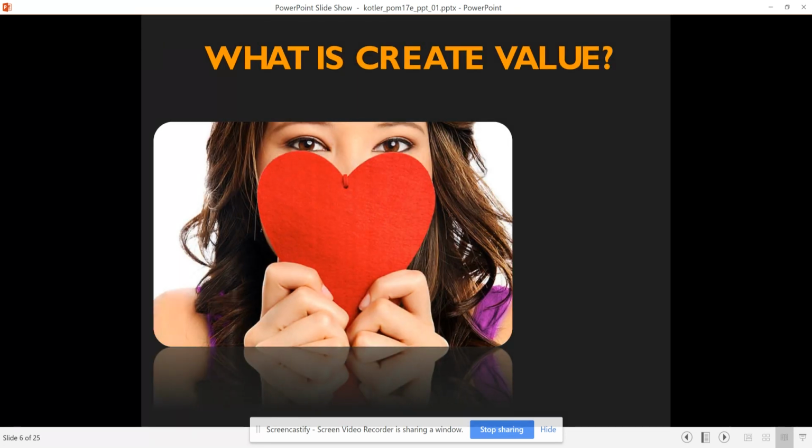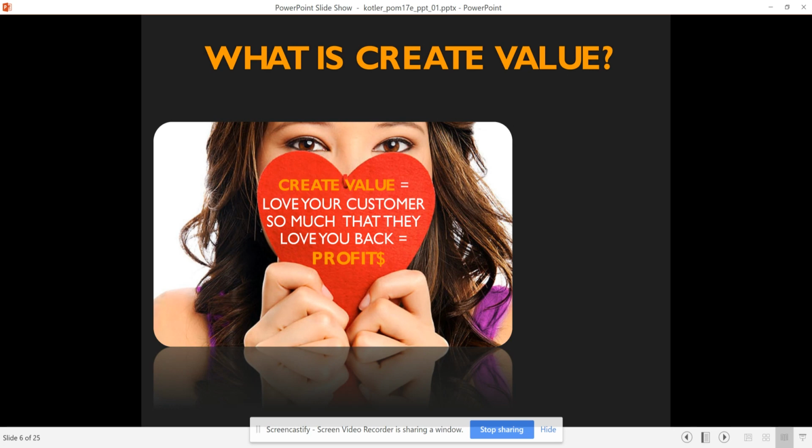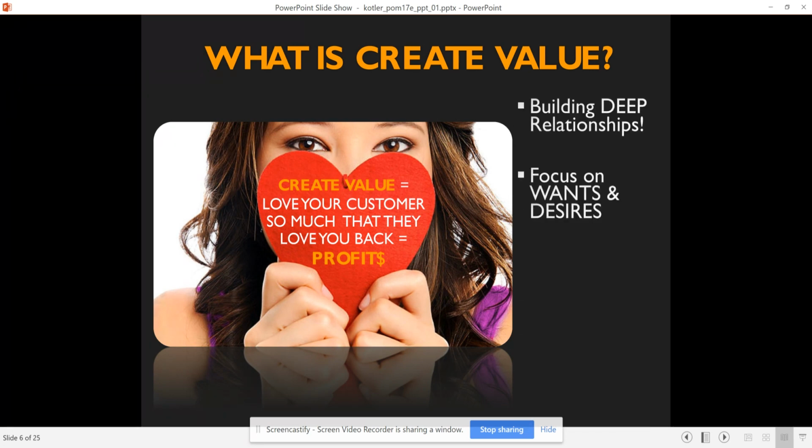So what is create value anyway? I know we talked about it in detail, but I just want to make sure that we hit a home run on this one. Creating value is that your customers love you so much that they love you back. And how do they do that? By giving you money. And that creates profits if you produce the right product and you focus on the right customers. So again, it's about building deep relationships, focusing on wants and desires.